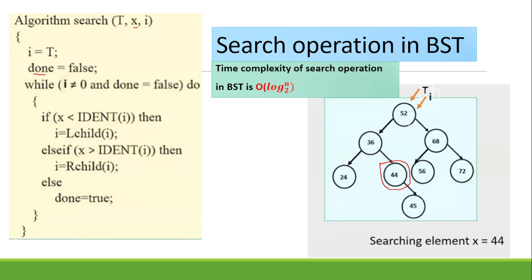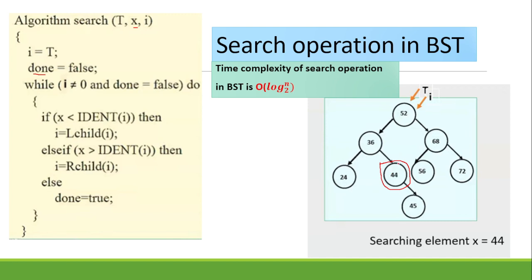In this case, what happens? We start from root node 52. Then search key is 44. When we compare it with 52, we understand that the search key is lesser. So we move on to the left child. Then we move to the node 36. Then if we compare that 36 to search key 44, 44 is greater. If the value is greater, it means that the value is somewhere in the right subtree. Then we move on to the right side of that node.